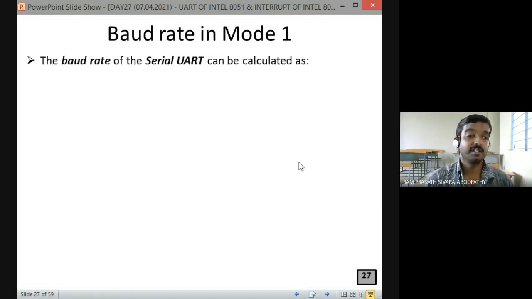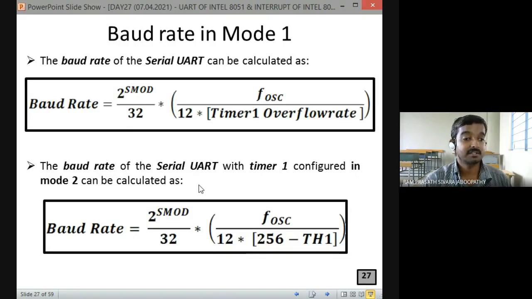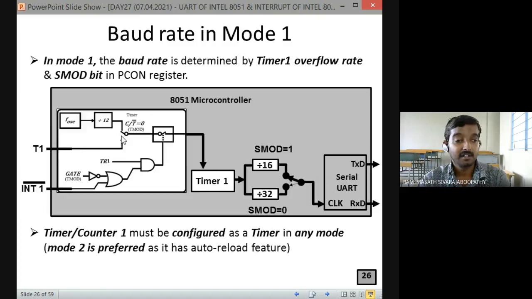Okay. I will show in the equation. The baud rate of the serial UART with timer 1 configured can be calculated as follows. Fine. நல்லா கவனிச்சீங்கன்னா தெரியும். FOSC divided by 12. What is the meaning for this? Diagram வச்சு relate பண்ணிக்கலாம். FOSC first divided by 12. Next, it is divided based upon the count value you are putting in the timer 1.